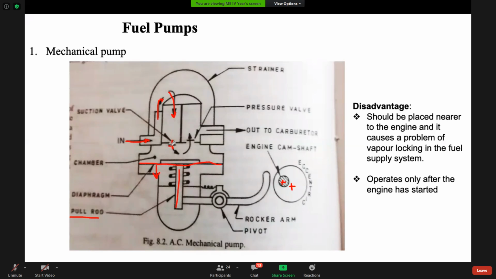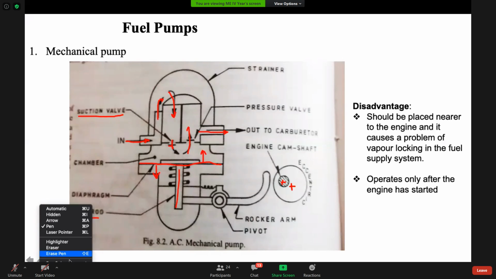And this is a one-way valve. Here you can see a suction valve is written. So this is a one-way valve. Through this one-way valve, the fuel will come into this position, and once this diaphragm is pushed up due to the motion of this camshaft, then the fuel present over here will be forced to go in this direction, and here it goes to the carburetor.